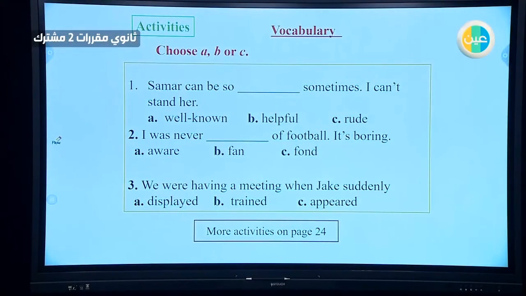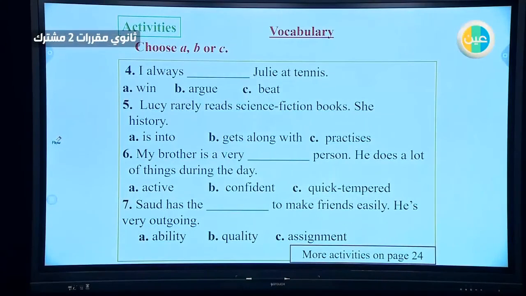You have vocabulary. I don't think we're going to cover most of it, but I'm just going to show you how you can cover it. For example, number one, Samar can go. She can't stand. I can't stand her. She's rude. I was never keen on football. It's boring. If I don't like it, I'm never fond of it. It means I don't like it. We were having a meeting when Jack suddenly, someone appeared. Also here, these are just examples.